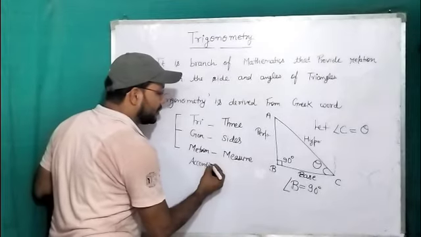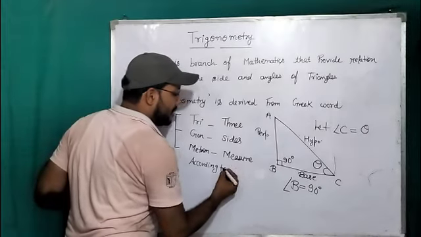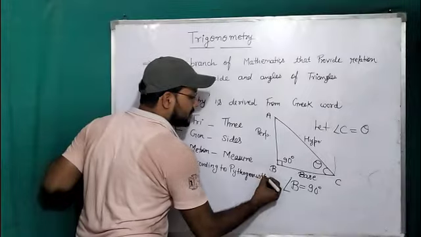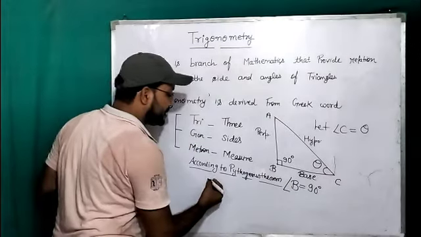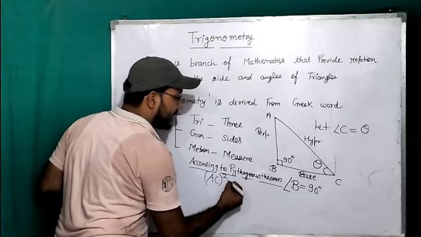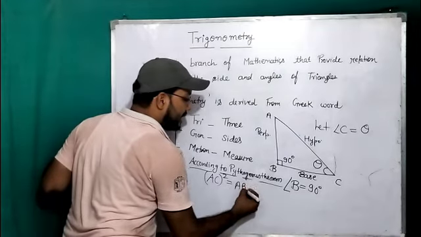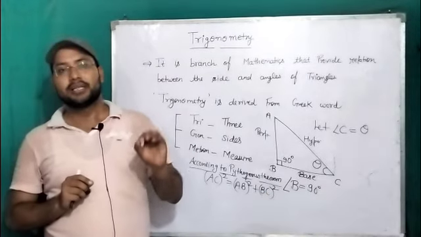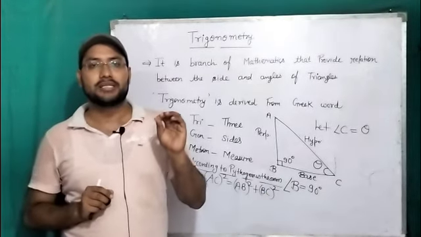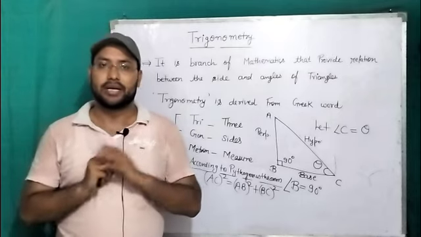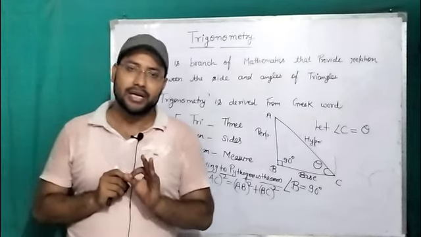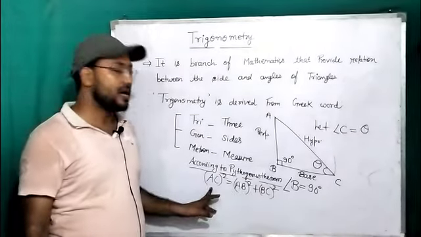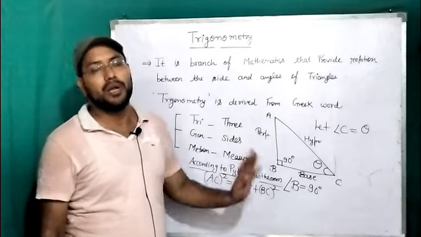So according to the Pythagoras theorem, hypotenuse square, that means AC square, is equal to perpendicular square plus base square, that is AB square plus BC square. So it is clear that if an angle of a triangle is 90 degrees, then it is called a right angle triangle, and then we can apply the Pythagoras theorem. According to this theorem, the hypotenuse square is equal to base square plus perpendicular square.